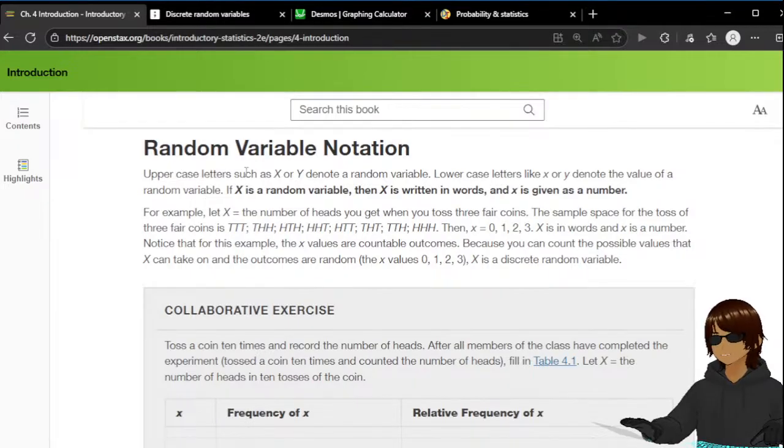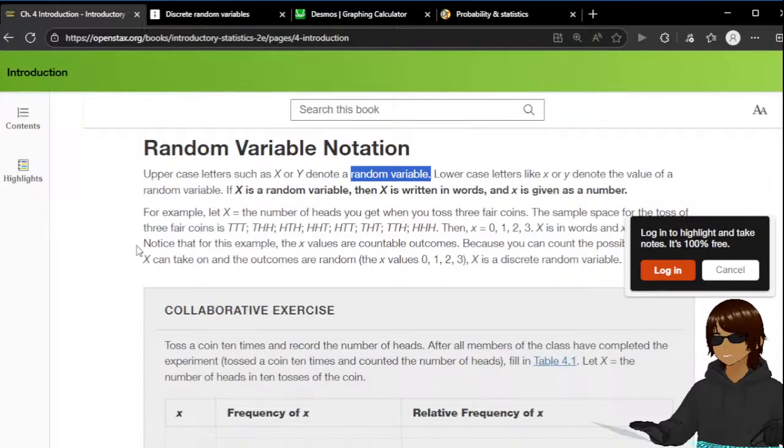Uppercase letters such as X or Y denote a random variable. Lowercase letters like x or y denote the value of a random variable. If X is a random variable, then X is written in words, and x is given as a number. So capital X is the random variable. The lowercase is the actual value, right?